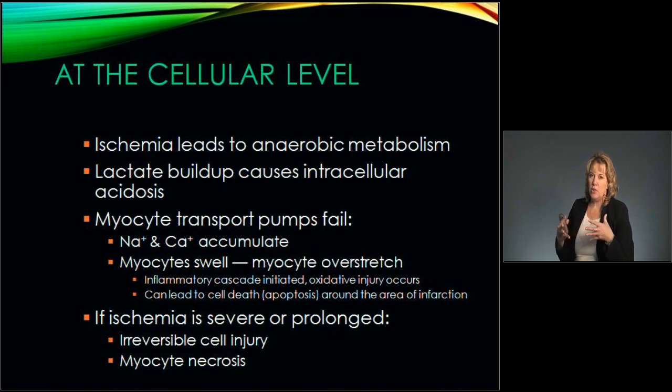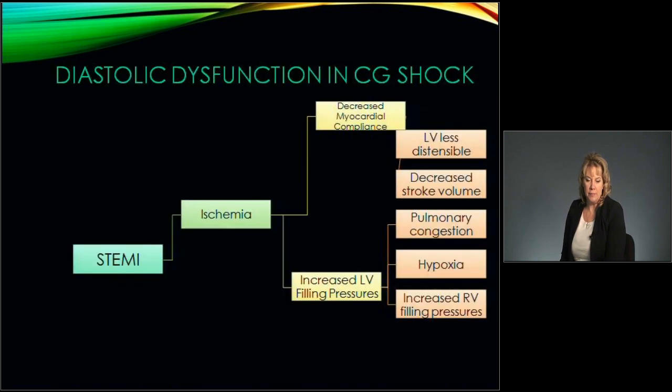So those cells swell, and the normal gated pumps that help bring fluid out, with that influx and outflux of our various electrolytes, when those pumps fail, the cell starts to fill with fluid, and then it ruptures, basically at the cellular level. The cell ruptures and they refer to that as apoptosis. If that cellular ischemia is severe or prolonged, then it causes irreversible injury and necrosis of those myocytes.